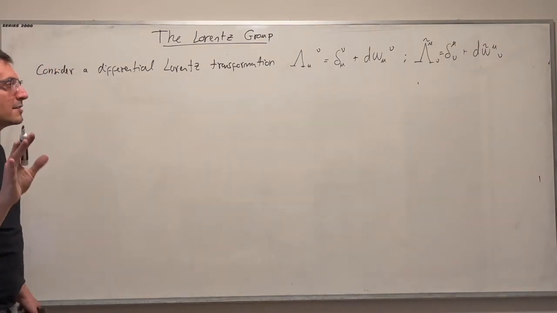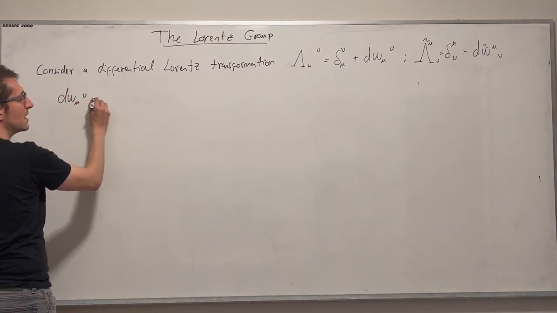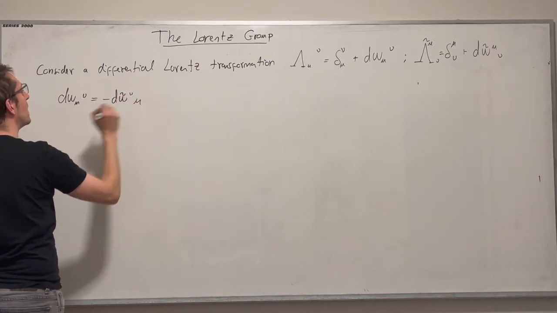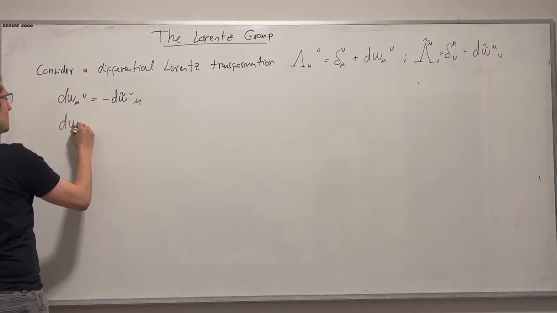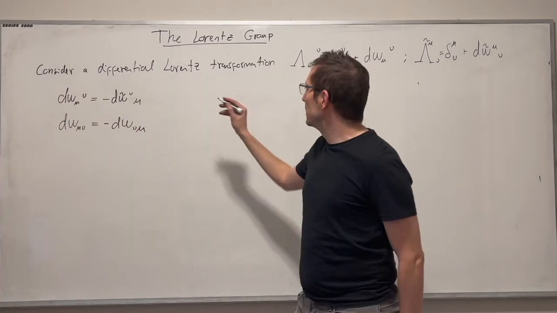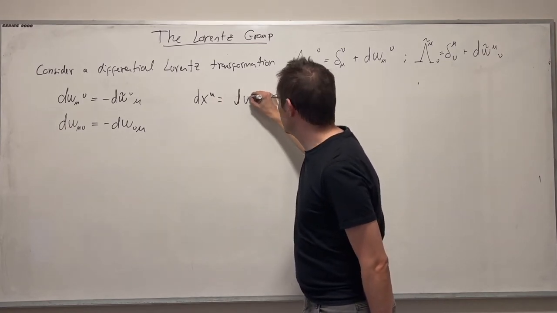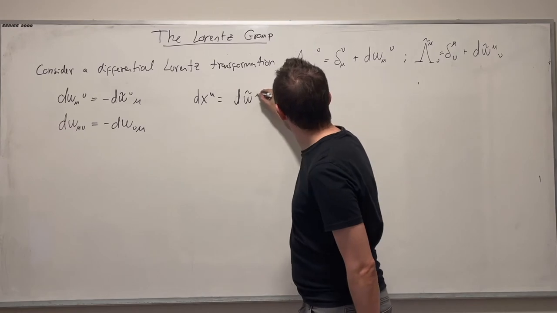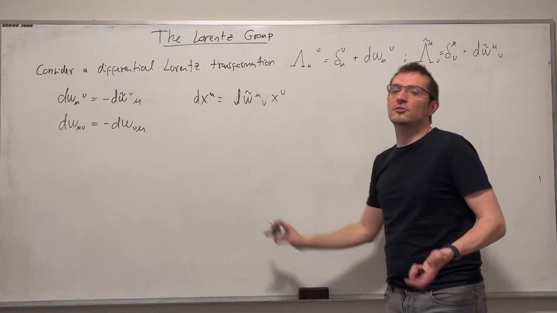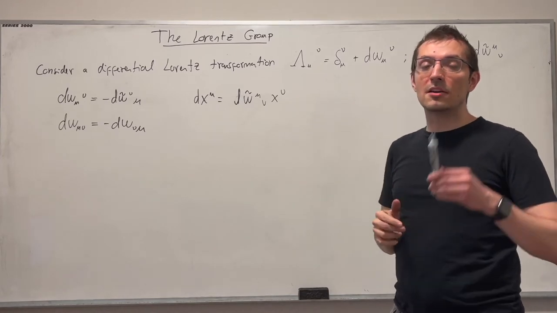Okay, so we have learned two things. dω_μν is equal to minus dω̃_νμ. And we've also learned that dω_μν is equal to minus dω_νμ. So an infinitesimal transformation, dx^μ, is equal, as we saw before, to dω̃^μ_ν x^ν, and this thing only has 6 degrees of freedom because we have the constraint of it being fully antisymmetric.